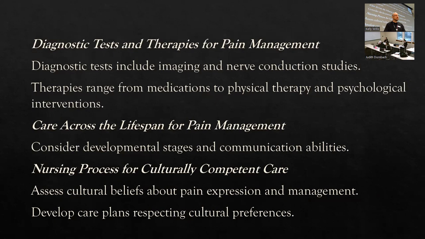Diagnostic tests and therapies. They include imaging, nerve conduction studies. Therapies range from medications to physical therapy or psychological interventions. And then like with every disease process, we're going to talk about the lifespan from infants to older adults. Consider developmental stages and communication abilities. Are they verbal, nonverbal?